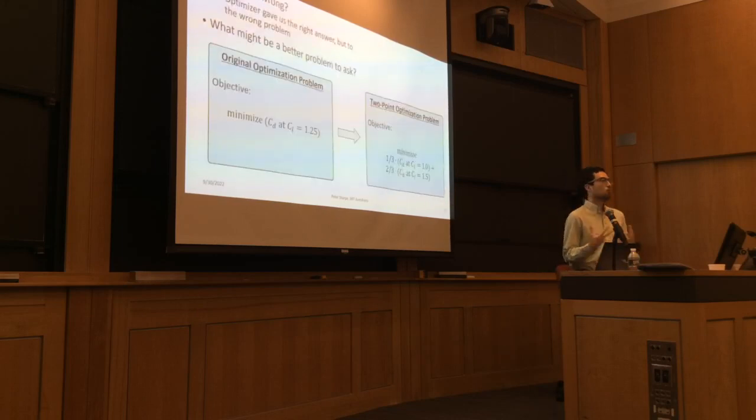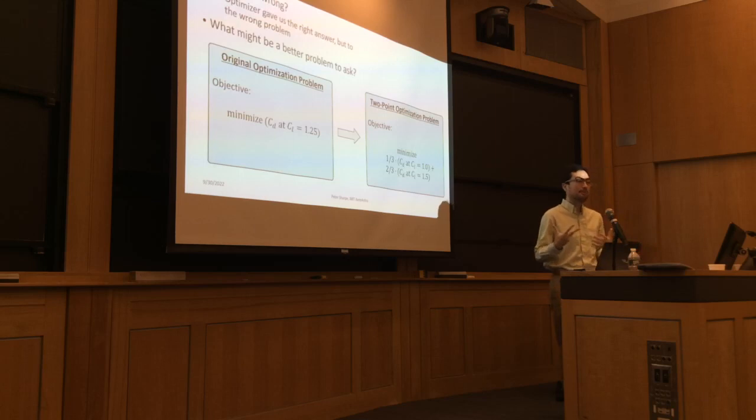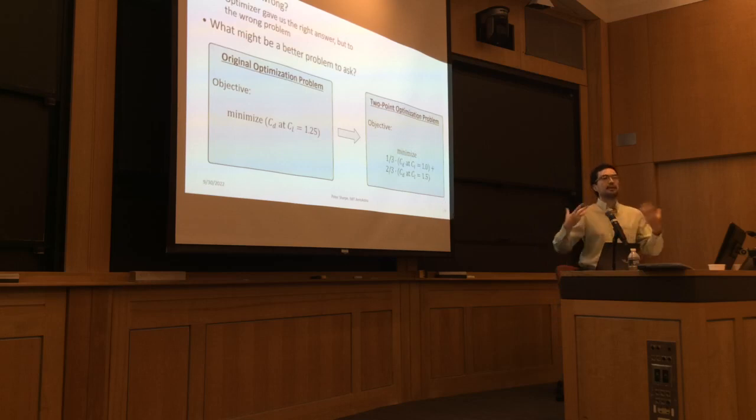So let's ask ourselves, what went wrong here? So the optimizer gave us the right answer. It solved our problem, but we asked it the wrong problem. So the question is, can we formulate this maybe in a better way, rephrase what we want?